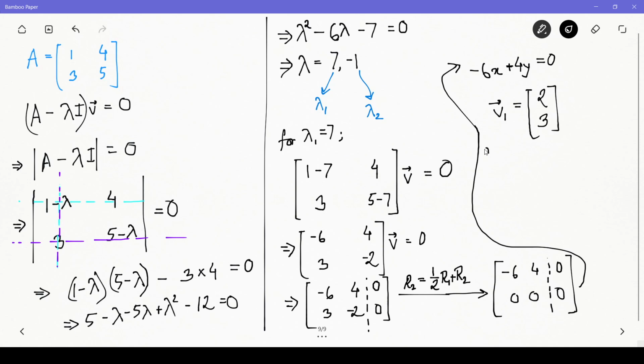Okay. So for lambda 2 is equal to what? It was minus 1, right? So for minus 1, what do we get? Our matrix would look something like this. 1 minus minus 1, right? So it will give me 1 plus 1. Then we have 3, and 5 minus minus 1 will give me 5 plus 1, right? So this is my matrix which, when multiplied with my eigenvector v, would give me a value of 0, right?